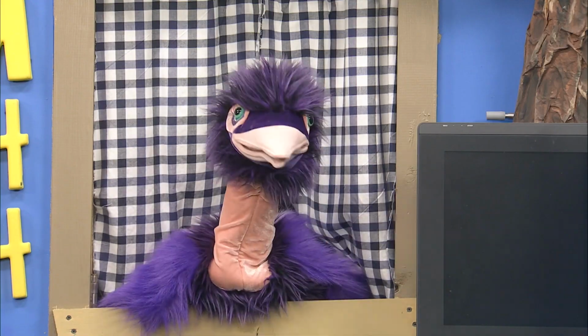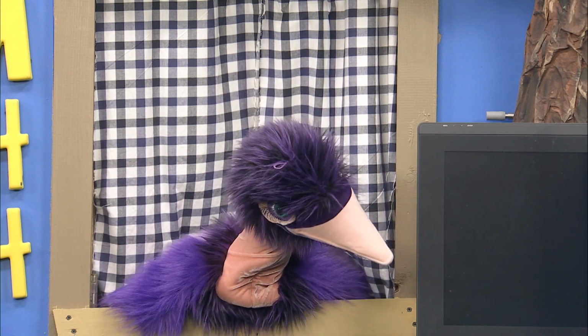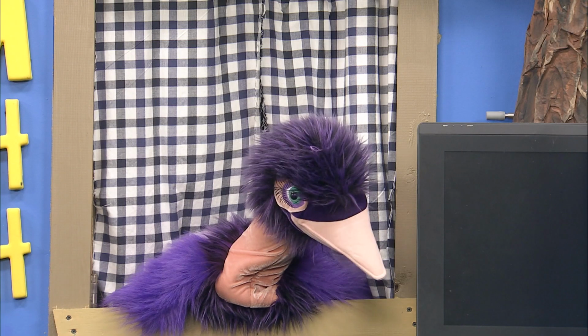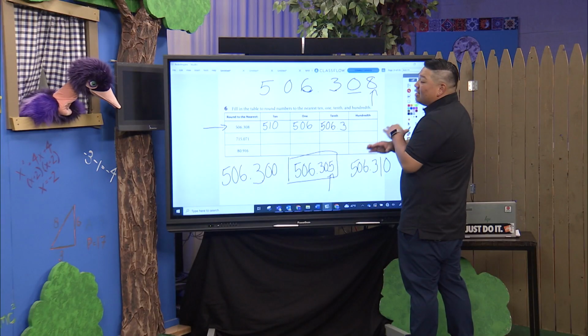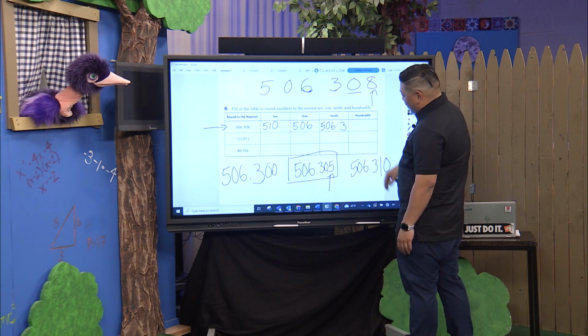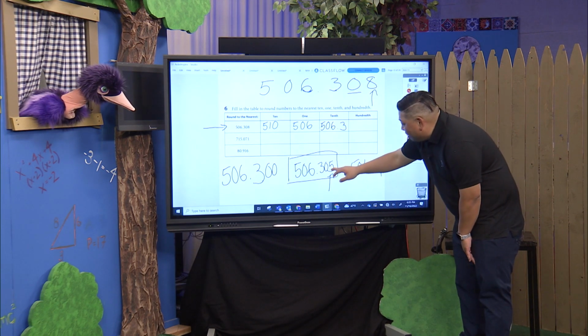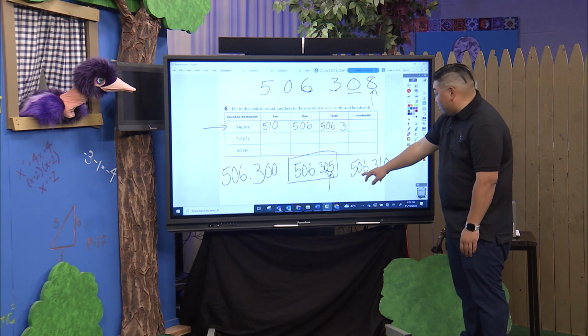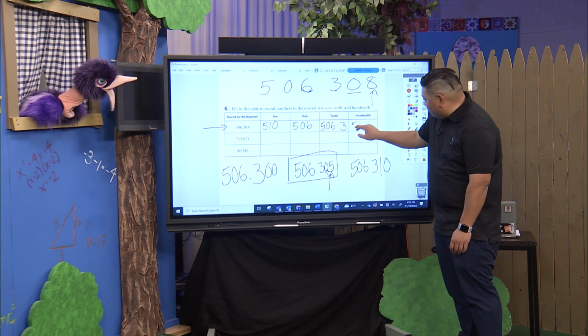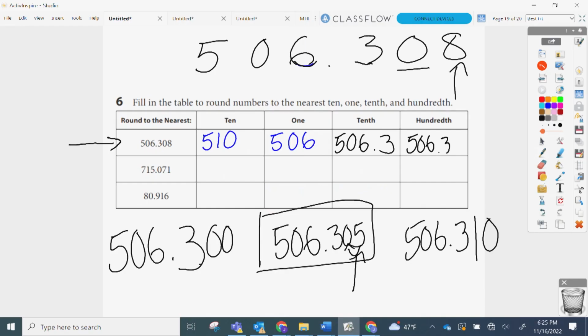You tell me, Ollie, what do you think? Is our number greater than or less than 506 and 305 thousandths? Well, 8 is more than 5, so I think we round up, Mr. Teng. You're absolutely right. When you compare numbers that are so similar, you take it down to the place value that's not the same anymore, which is the thousandths place. That tells us we round up to 506 and 31 hundredths. Write it down. We got it.